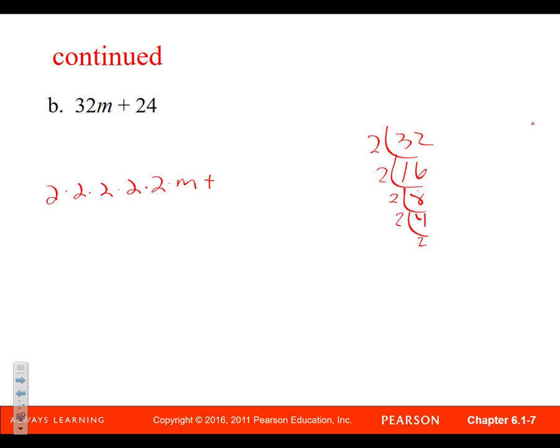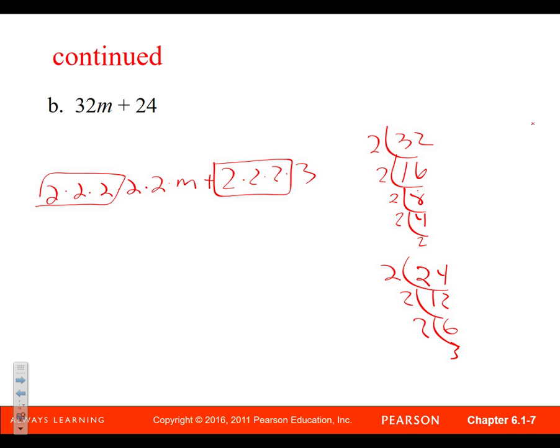What's the 24 break down to? 2, 12, 2, 6, 2, 3. So it's 2, 2, 2, 3. What do they have in common? 3 2s, right? They have this in common. Anything else they have in common? No? So what is 3 2s?